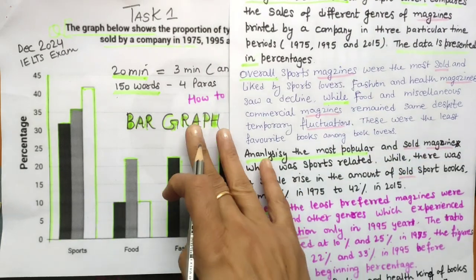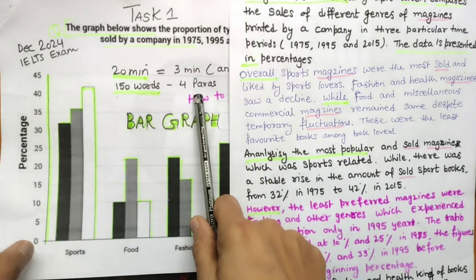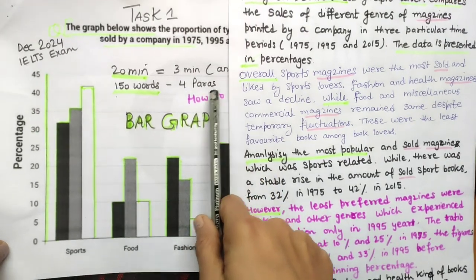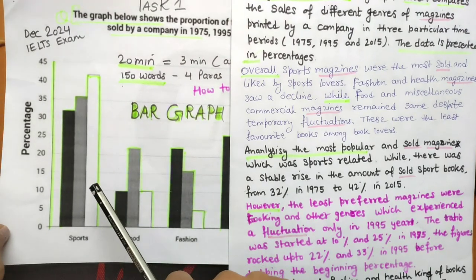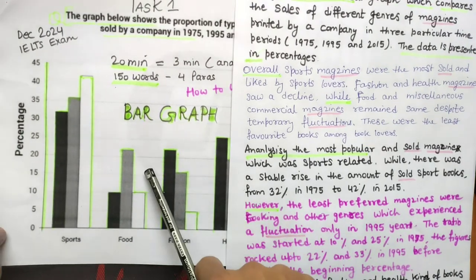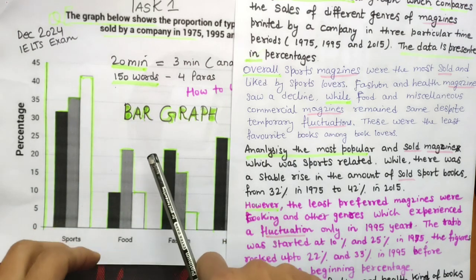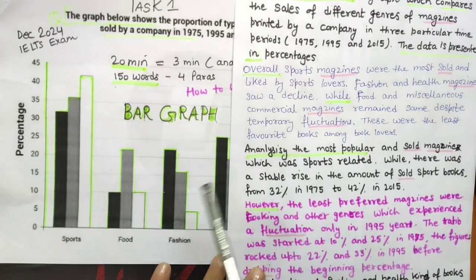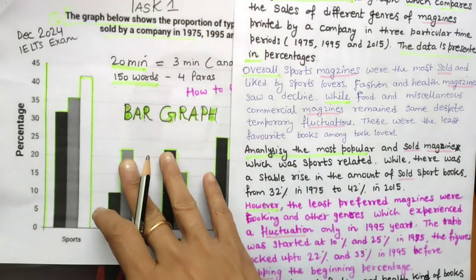Now let's start this Task 1. I will be telling you how to organize and how to analyze the things from a bar graph. It's important that you give proper detail, but each and every detail is not important. Only the important things you need to write down in the detail paragraph. Let's start with the planning time.